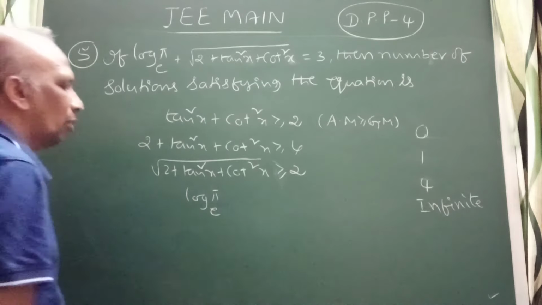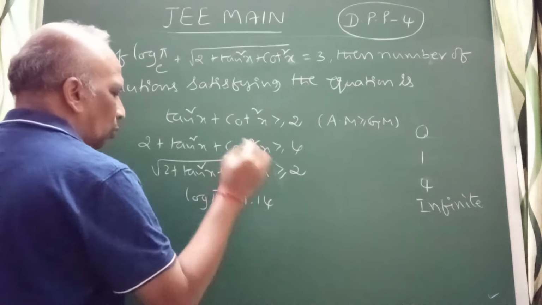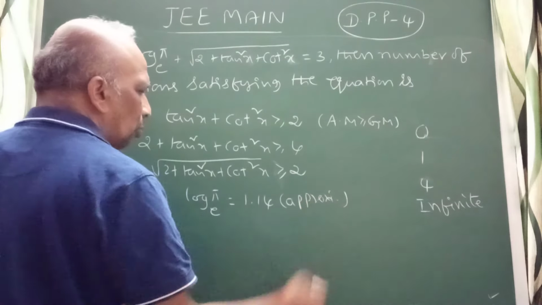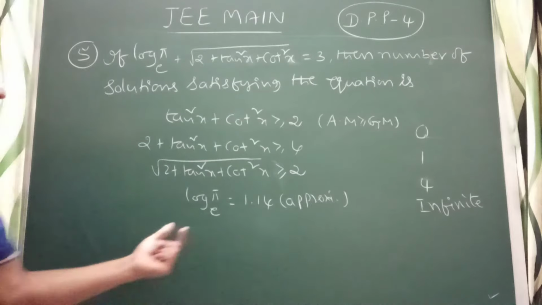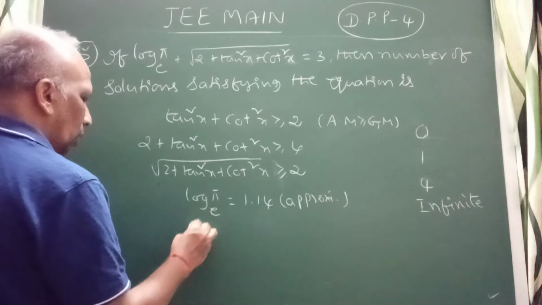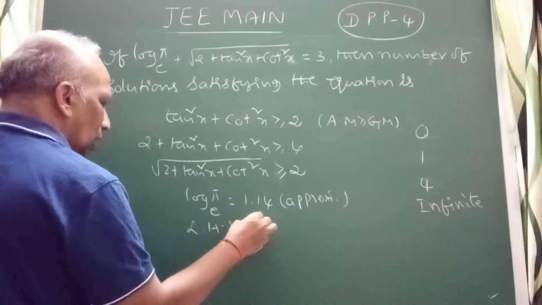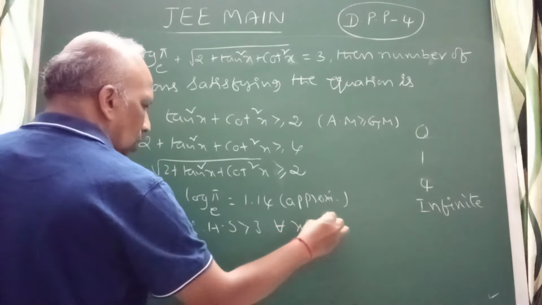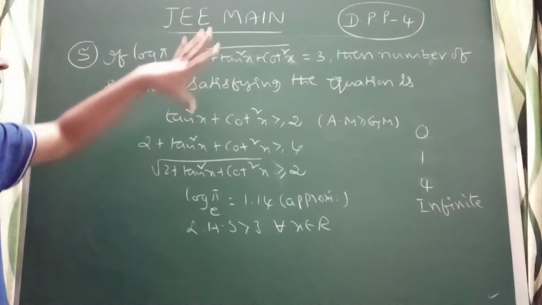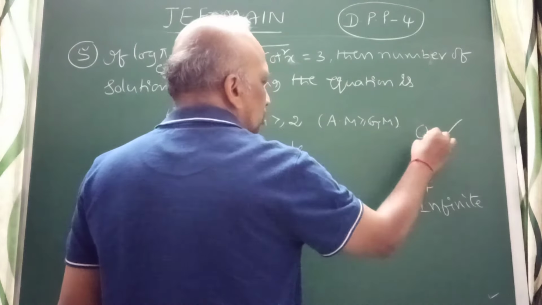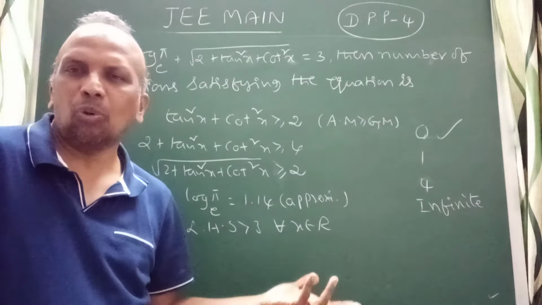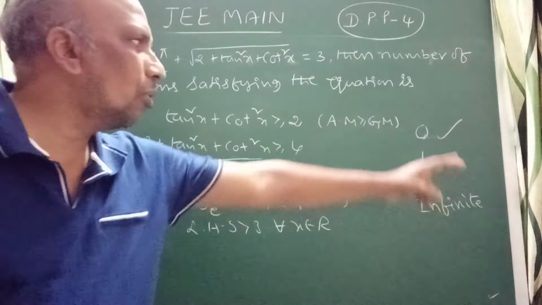But we know the value of log pi base e is roughly 1.14 approximately. If we take it as the LHS, this is 1.14. So the LHS is greater than 3 for all x belonging to R, but we have it equal to 3. That means the number of solutions satisfying this equation will be 0. Left hand side is greater than 3, but right hand side is 3. It doesn't hold. The number of solutions is equal to 0.